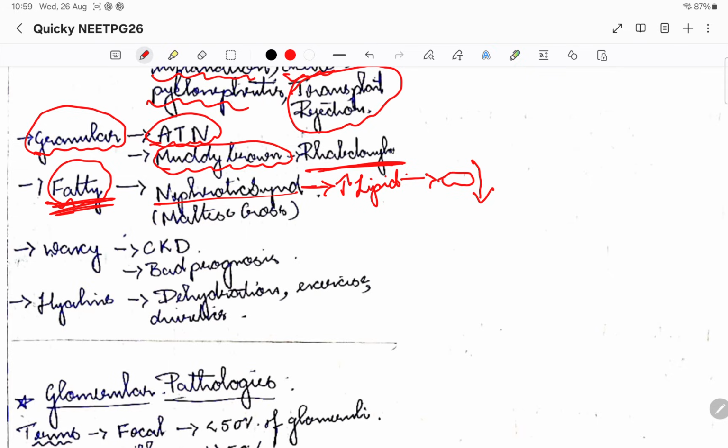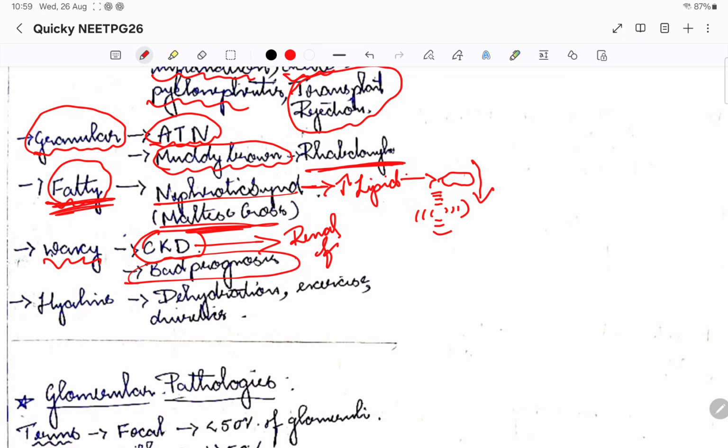When we examine, it will show the Maltese cross sign. This is something known as the Maltese cross. This is how the Maltese cross would look. So these are fatty casts. Coming to waxy casts, they will be in CKD, chronic kidney disease, and it is a very, very bad prognosis, because CKD will lead to renal failure. Renal failure, what it means.